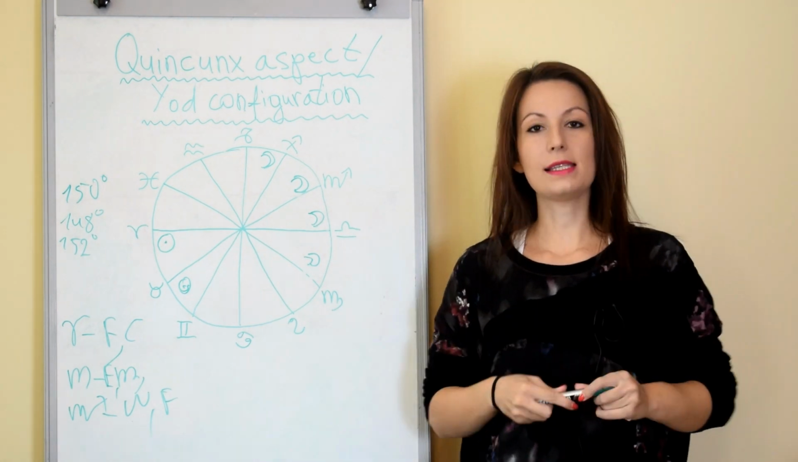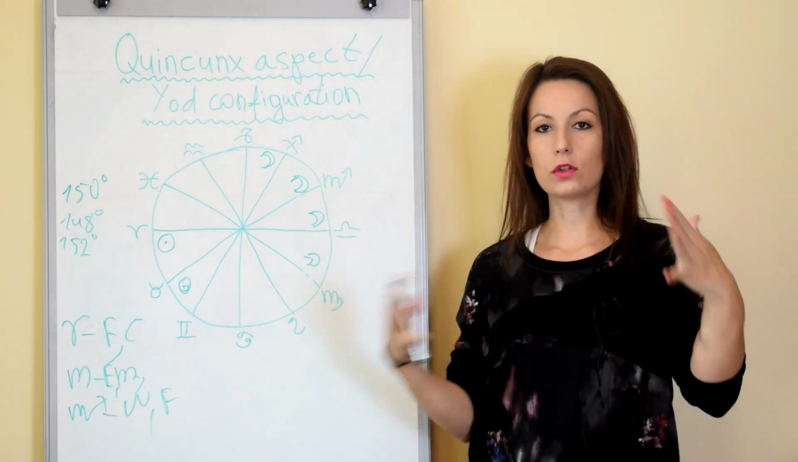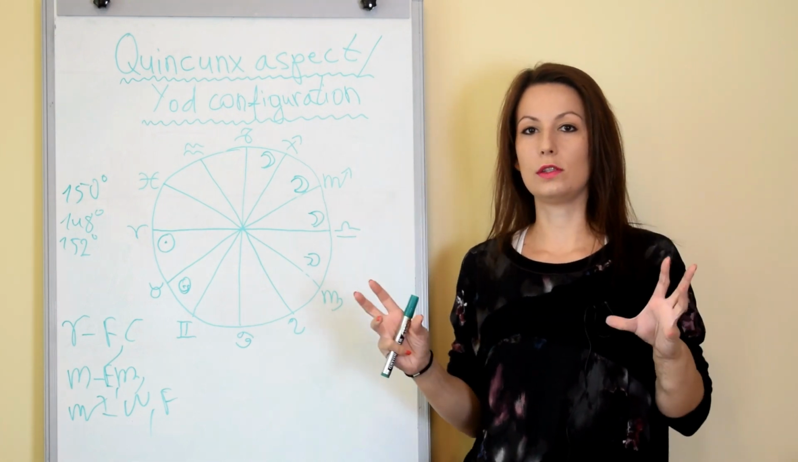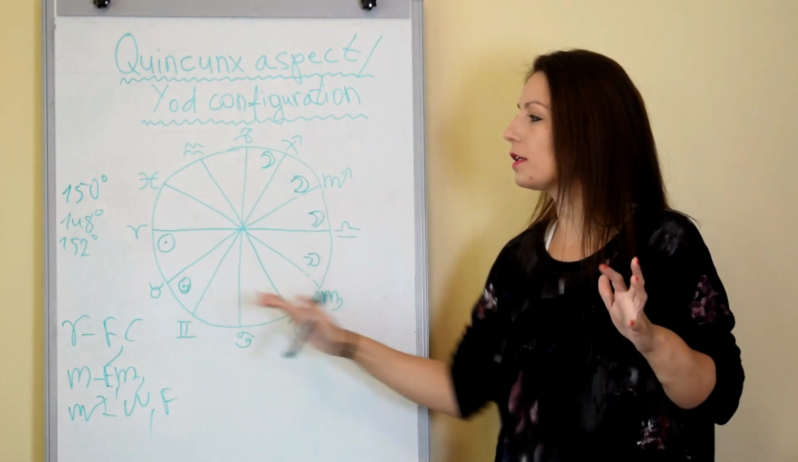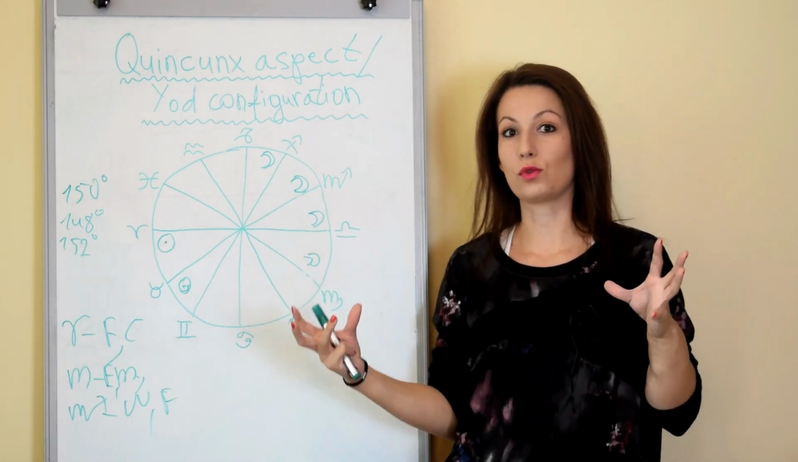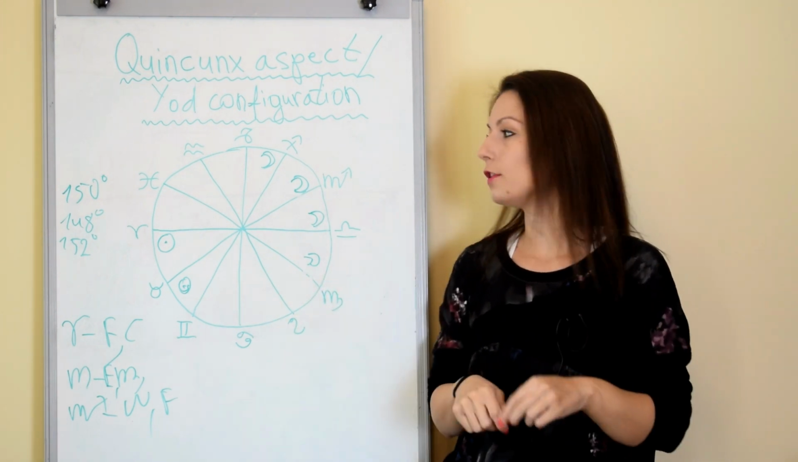And what it means is actually that these planets need more time in order to learn to communicate with each other. The energy is totally different. That's why, at first, it can bring some kind of frustration. And it's difficult to combine those types of energies.